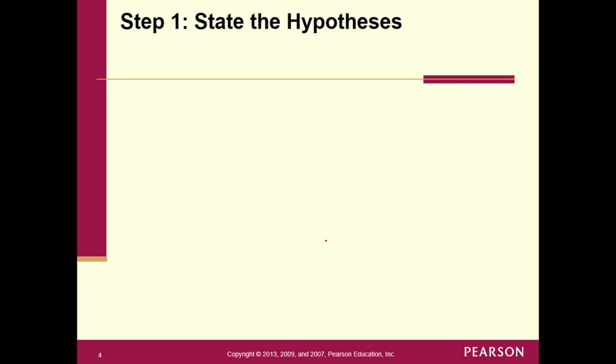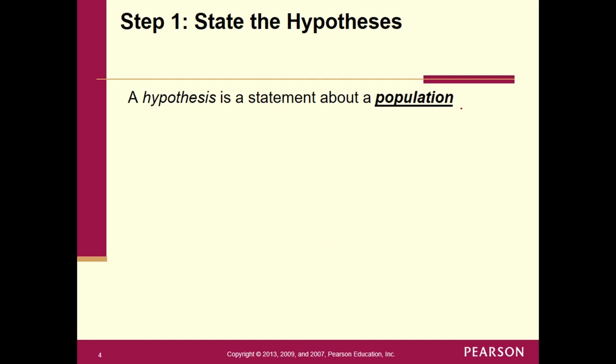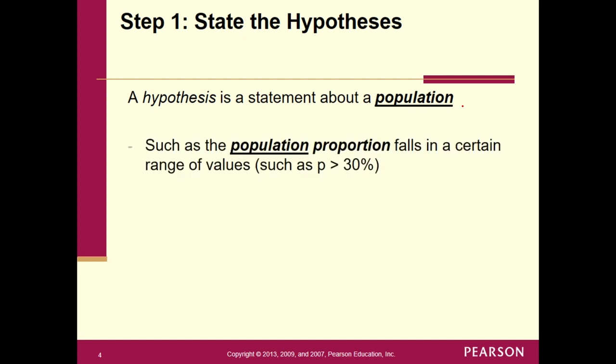So step 1, state the hypotheses. What is a hypothesis here? A hypothesis is a statement about a population, at least in statistics anyways. Such as the population proportion falls in a certain range of values, such as p is greater than 30%. Notice that it's about a population. It's about a parameter of some sort. What's the parameter here? The population proportion.